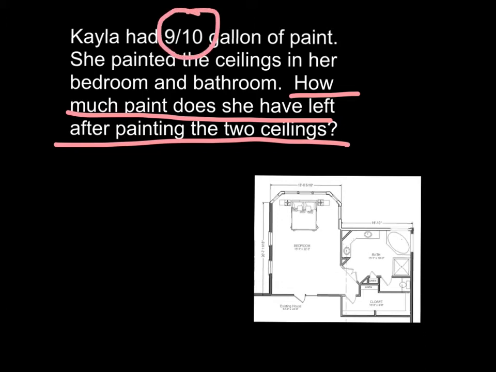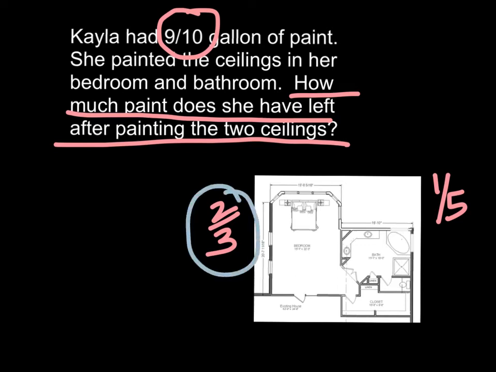So if I told you that the ceiling in the bedroom took 2/3 of a gallon, and the ceiling in the bathroom took 1/5 of a gallon, what's the first thing we need to do? Because we know this is going to be a two-step problem. Hopefully you said, well, we need to figure out how much paint she used to begin with. And to figure that out, we need to add our 2/3 plus our 1/5. So let's go ahead and add 2/3 plus 1/5.